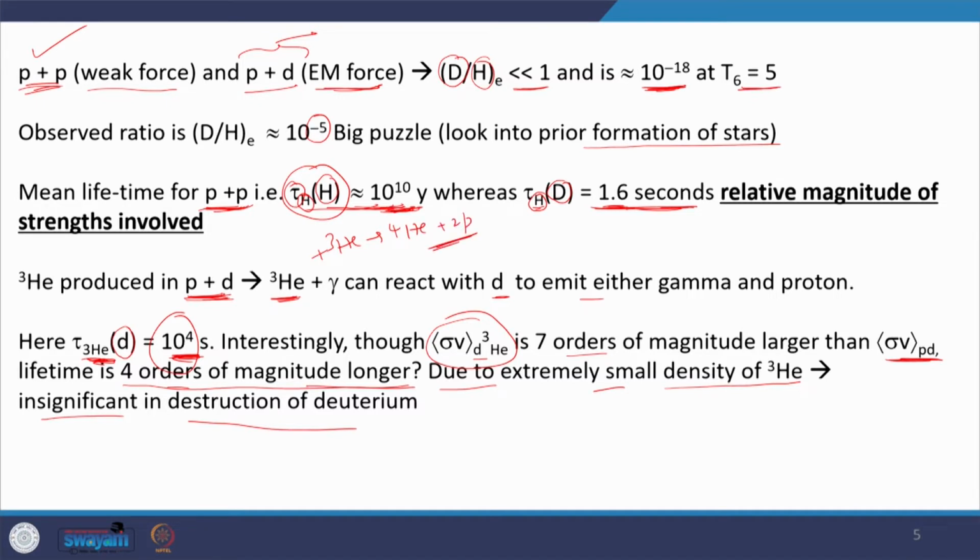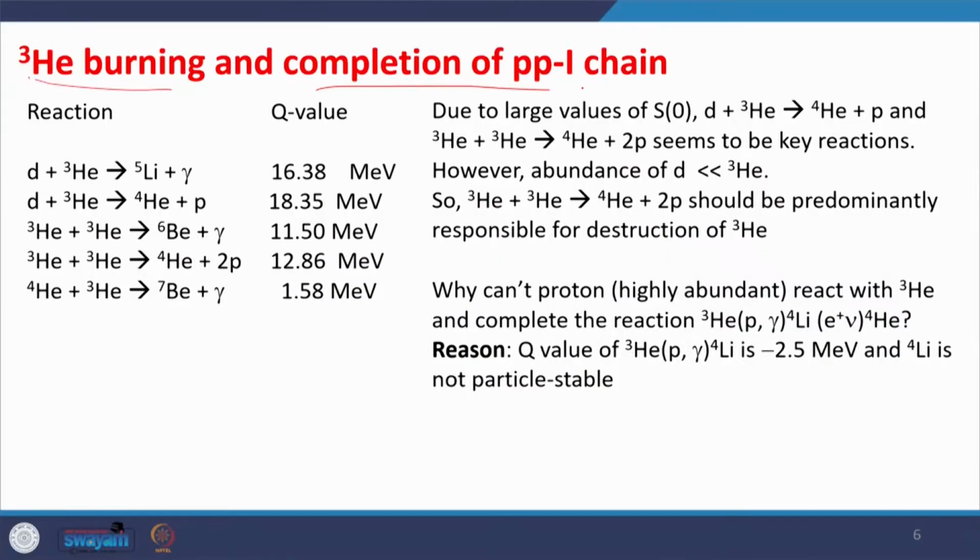The time has come to understand the mechanism of destruction of helium-3. With that, we can complete the PP1 chain. All right, let us see. So, the helium-3 burning and completion of the PP1 chain. When I say burning of helium-3, how is it produced? Please remember P plus D giving rise to helium-3. This is the production rate, the production mechanism.